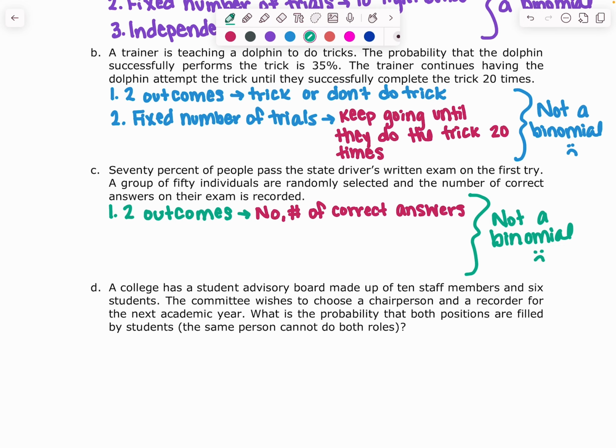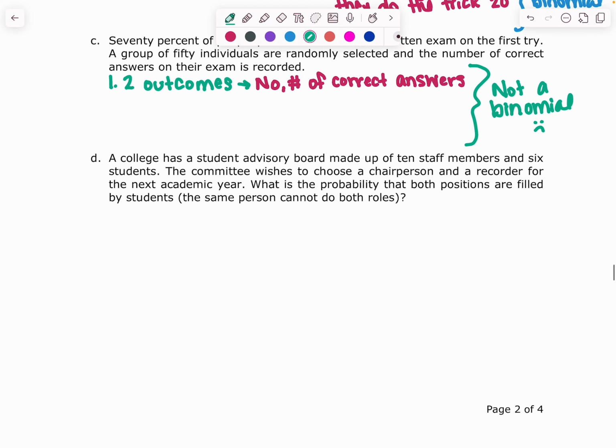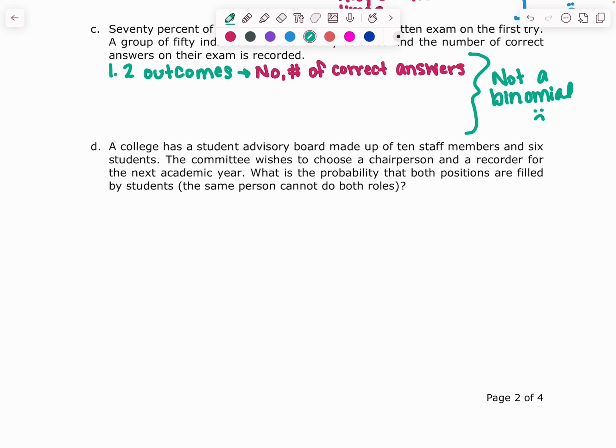We do have a fixed number of trials, and we do have randomly selected people, so they are independent. But because we don't have the two outcomes, it's not a binomial, even though the other two things are met. And the last one. A college has a student advisory board made up of 10 staff members and 6 students. The committee wishes to choose a chairperson and a recorder for the next academic year. What is the probability that both positions are filled by students?